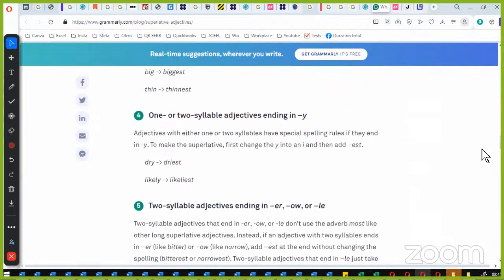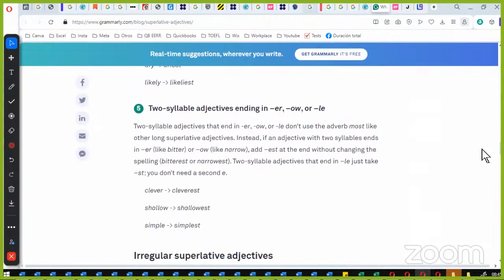One or two-syllable adjectives ending in y. Adjectives with either one or two syllables have special spelling rules if they end in y. To make the superlative, first change the y into an i and then add est. Dry, driest, likely, likeliest.